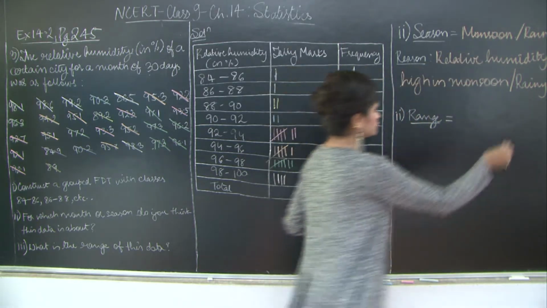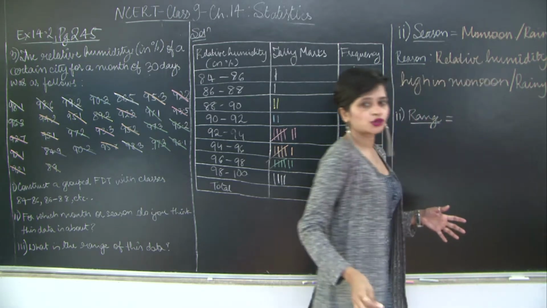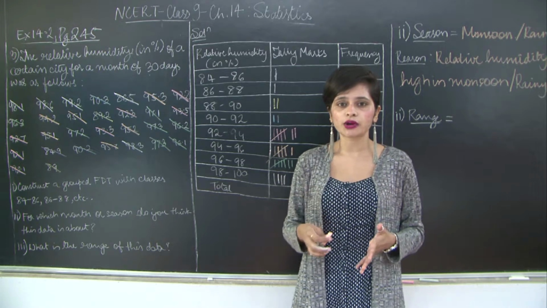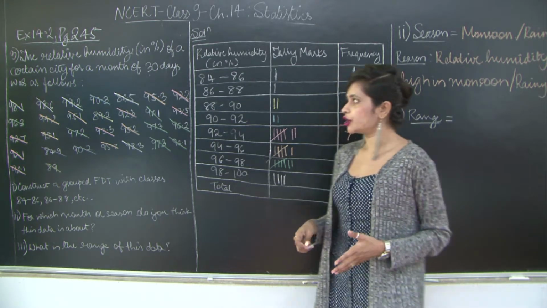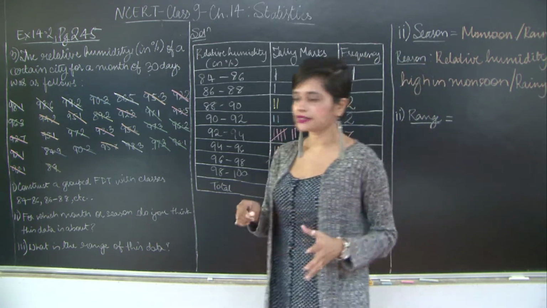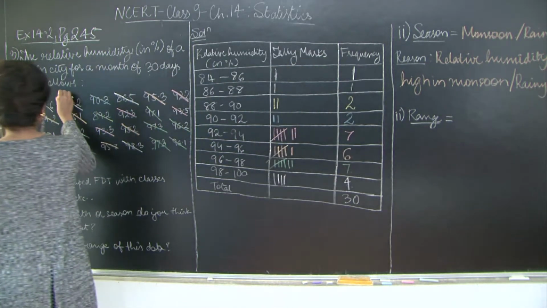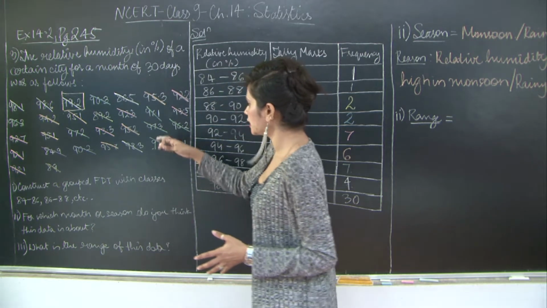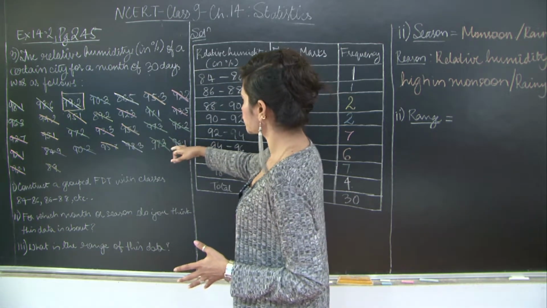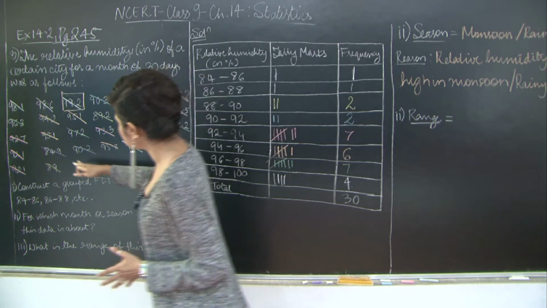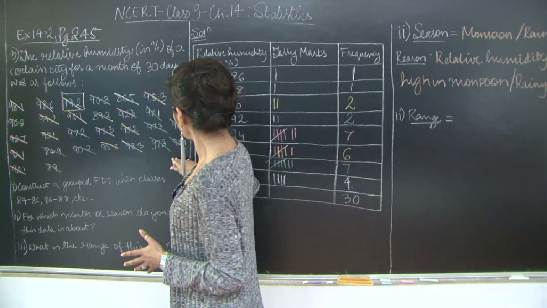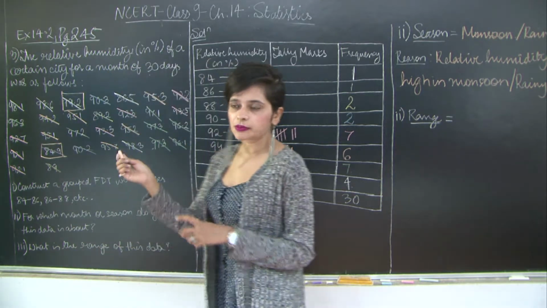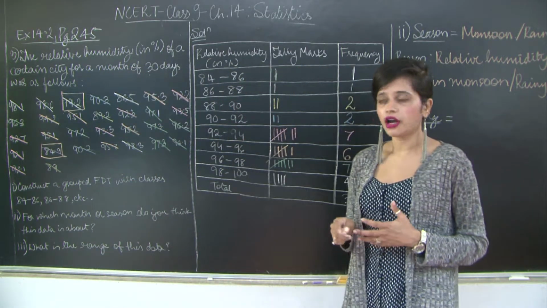Okay, now the range. So what do we know about the range? The range is the difference between the highest observation and the lowest observation. So which is our highest observation? Let's box it. We have seen this earlier. It is 99.2. And which is the lowest observation? Let's check. Our lowest observation, I think, this is 84.9. Okay, yeah. This is your lowest observation. So the difference between these two numbers is going to be your range.